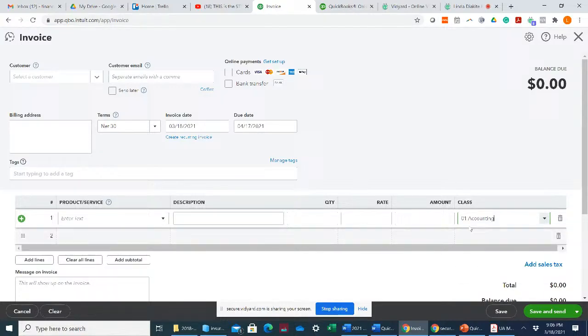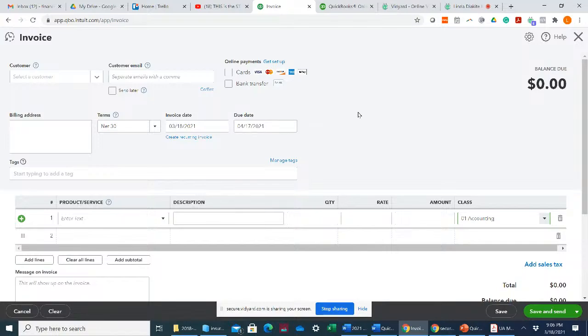So remember, if you do not fill out this field here, you will not be able to run a report by class. So every time you create a transaction in QuickBooks, or you're coding something in the banking function, make sure you're filling out this class. That is very important. So hopefully that helps with classes. If you have any questions regarding that, let me know.